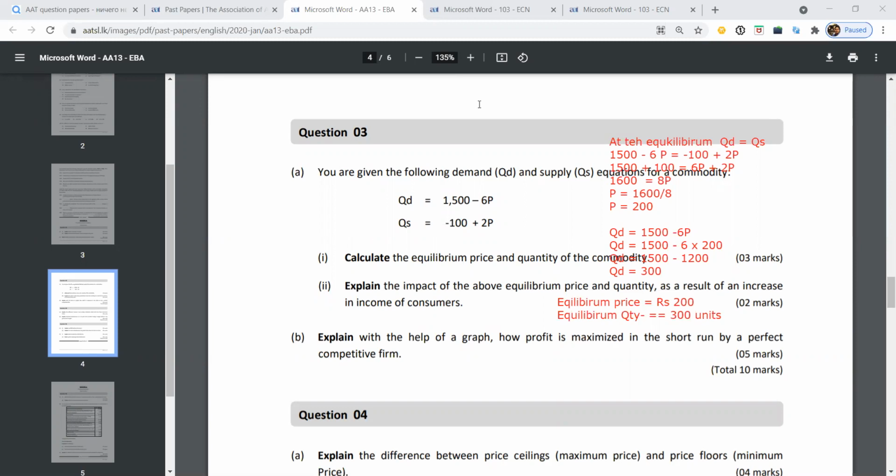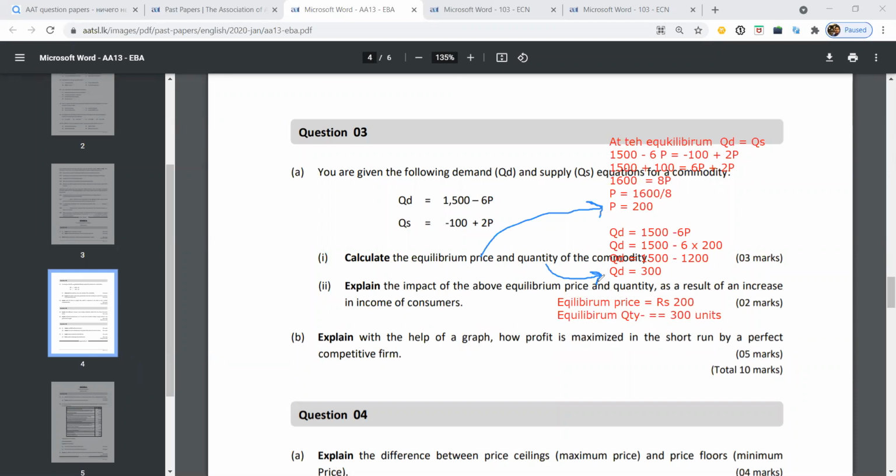Then equilibrium price is 200. Simply, we calculate like this. After that, for equilibrium quantity, we can substitute the value of P into any of the other formulas. Next one: explain the impact on the above equilibrium price and quantity as a result of increasing income of consumers.